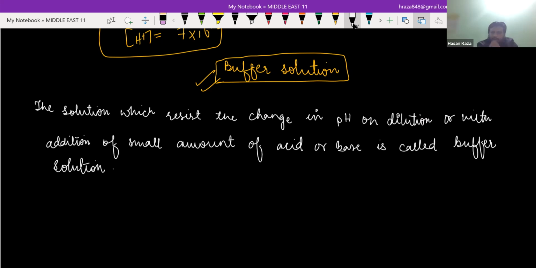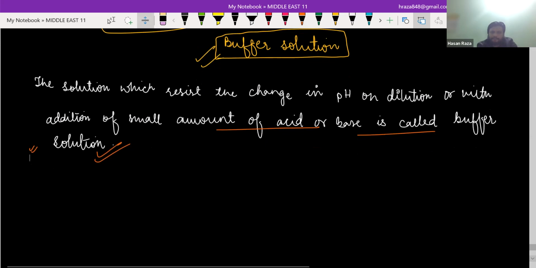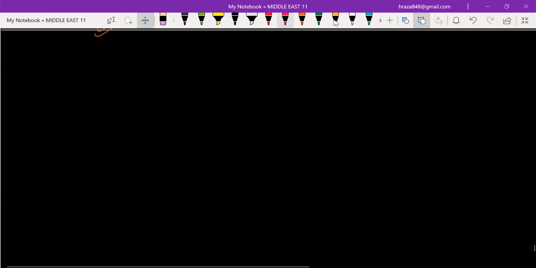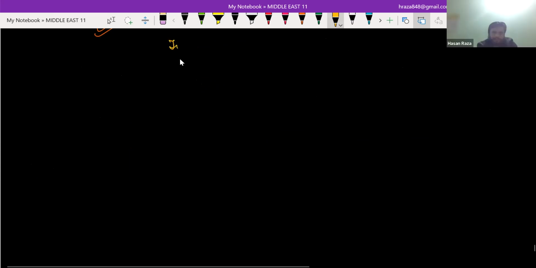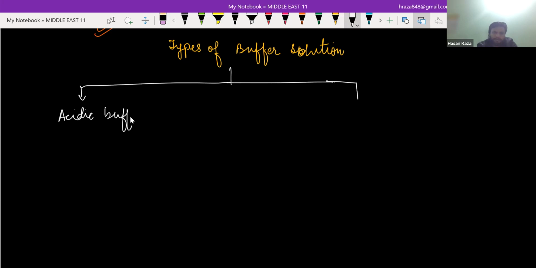So basically, the solution which resists change in its pH due to a small amount of acid or base is called buffer solution. There are two types of buffer solution, acidic buffer or basic buffer. Just write it and let me know. Done, sir. Types of buffer solution: acidic buffer and basic buffer.